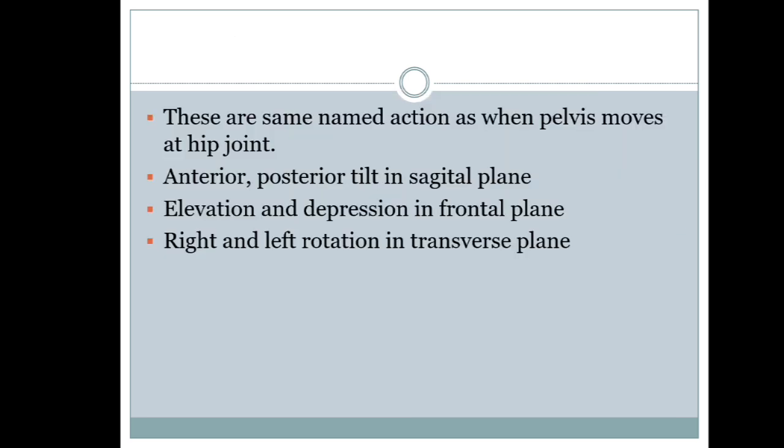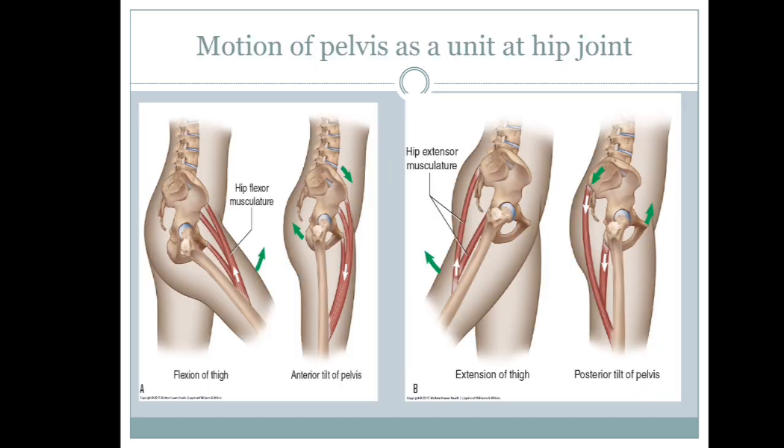These are the same named actions as when the pelvis moves at the hip joint: anterior and posterior tilt in the sagittal plane, elevation and depression in the frontal plane, and right and left rotation in the transverse plane. So this is the motion of the pelvis as a unit at the hip joint. First, with flexion of the thigh, there is anterior tilt of the pelvis. With extension of the thigh, there is posterior tilting of the pelvis.